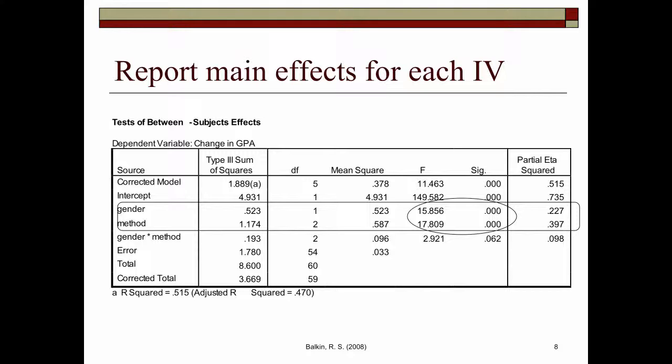So we can look at each of the main effects, and notice that both of the main effects are statistically significant. And here we see our effect size, that for sex, we've accounted for 22.7% of the variance in the model, a large effect size. And for note-taking method, almost 40% of the variance is accounted for, also a very large effect size.